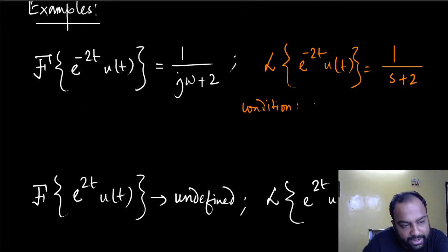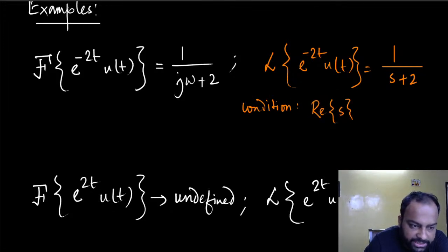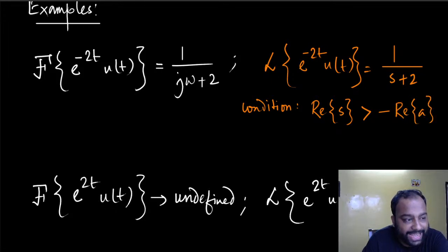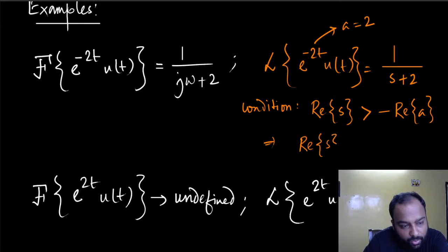The condition is that the real part of S, which is sigma, should be greater than minus the real part of A. But what is A here? A is 2. So A is 2 here. So the real part of S, which is sigma, should be greater than minus 2. That's the condition here. So the region of convergence here is this one.